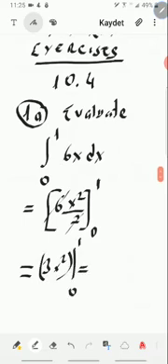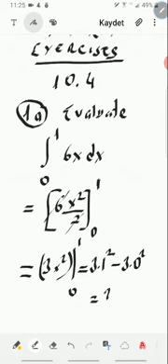It means you substitute for 1 and 0, and take their difference. It means 3 times 1 squared minus 3 times 0 squared. 3 times 1 squared is 3. 3 times 0 squared is 0. So the final answer will be 3.